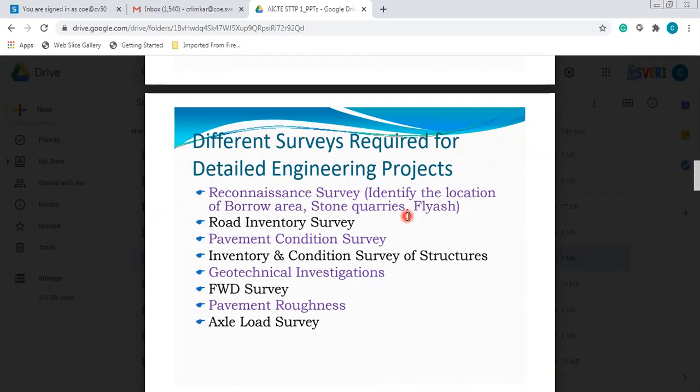So the road inventory survey checklist, we are preparing one. Pavement condition survey, inventory and condition survey of the structures, geotechnical investigations. FWD, FWD stands for falling weight deflectometer. It is the costliest instrument, I think only in IITs and our CRRI, Central Road Research Institute, and a few NITs have this FWD assembly.